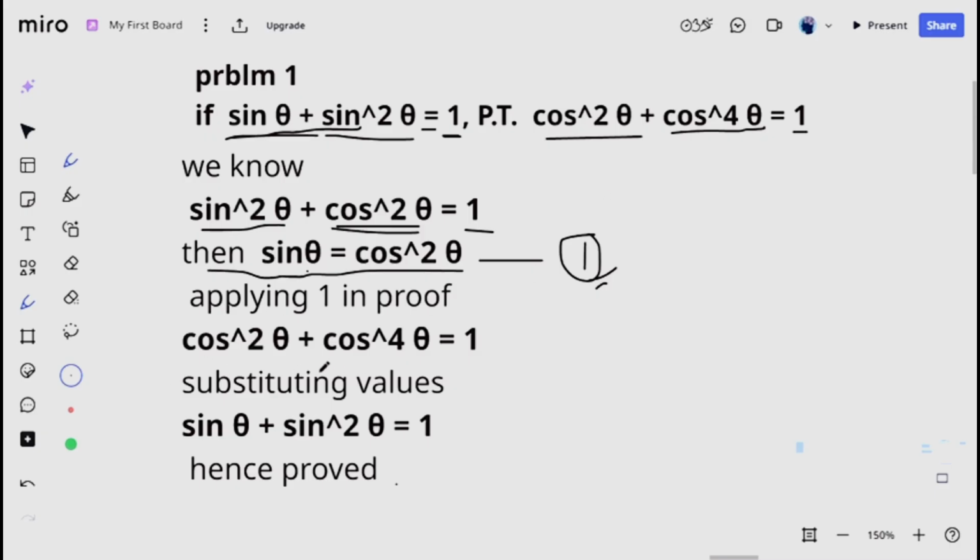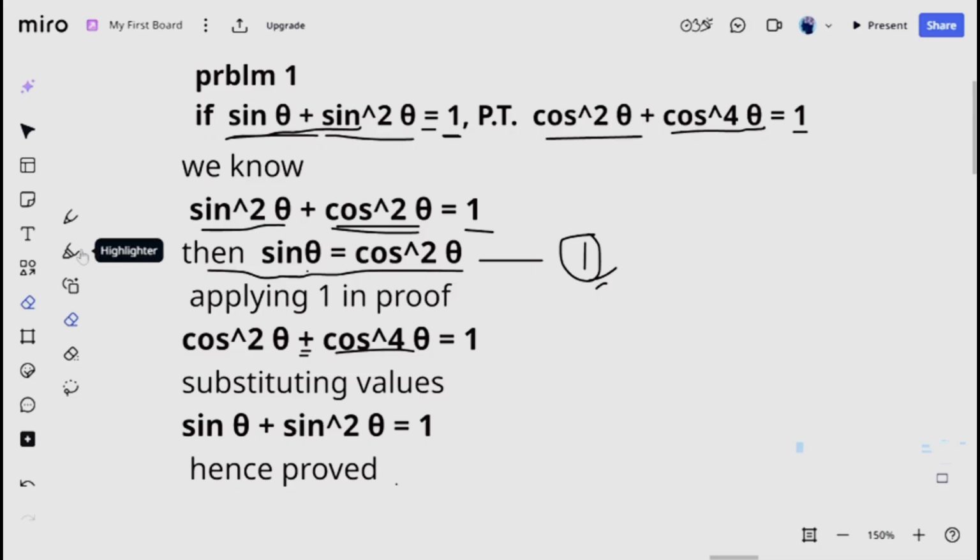So cos square theta plus cos power 4 theta is equal to 1. So cos power 4 theta can be written as this whole square, right? Because a power m whole power n is equal to a power m into n. So cos square theta whole square can be written as cos power 2 into 2 theta, which is cos power 4 theta. Easy now.